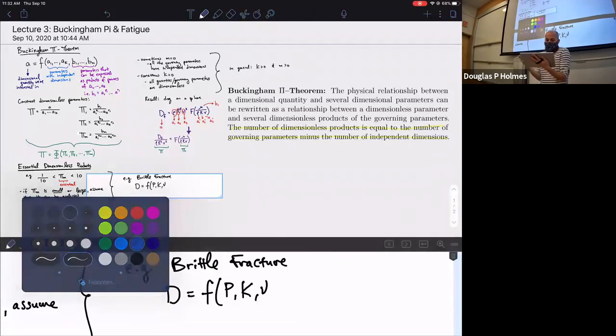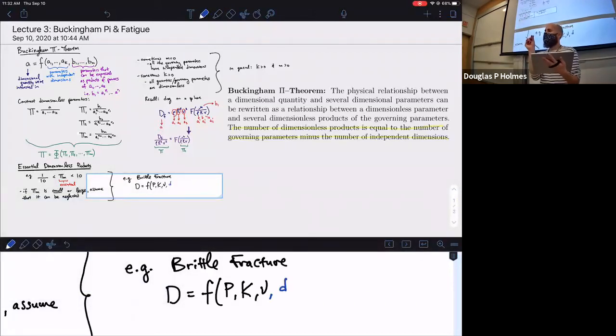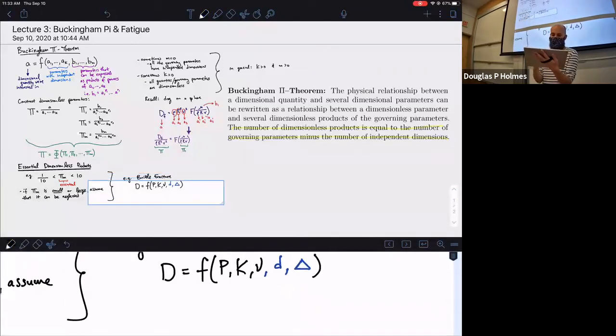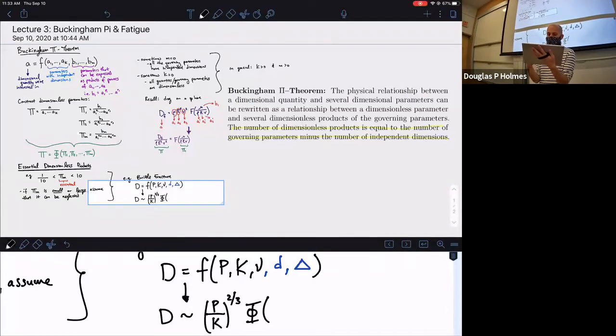But we also could have left in the size of the punch, little d, and the size of the fused silica, capital delta. Had we done that, we would have gotten a slightly different answer. Our cone base diameter was proportional to P over K to the 2/3 times some unknown function of Poisson ratio, and then two dimensionless products.